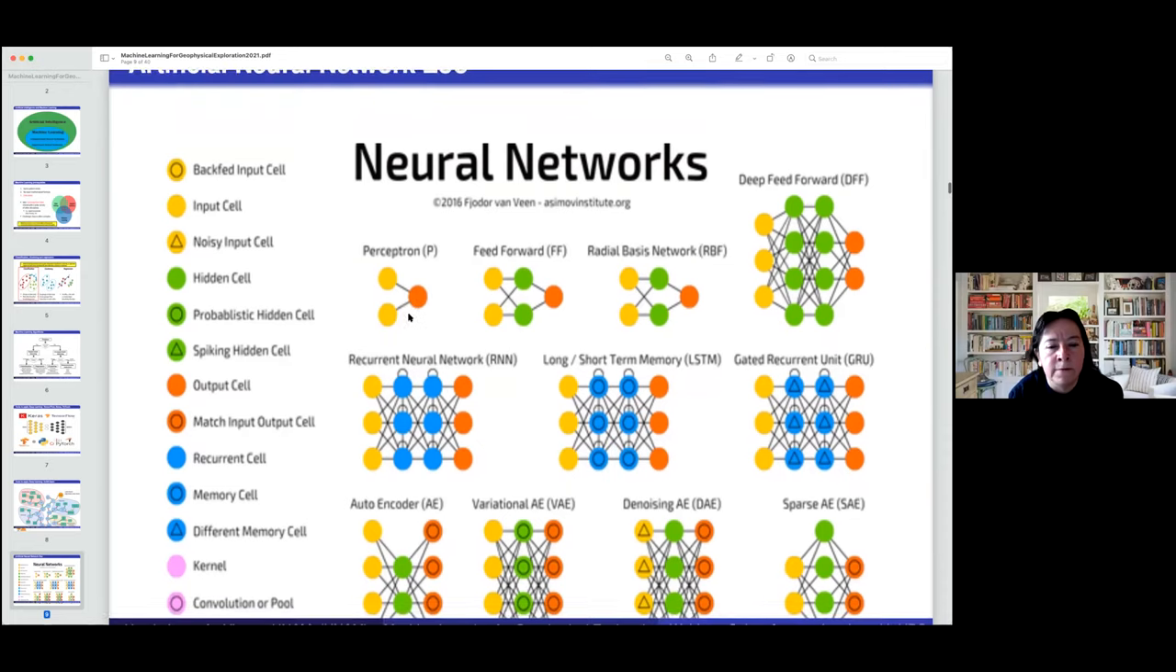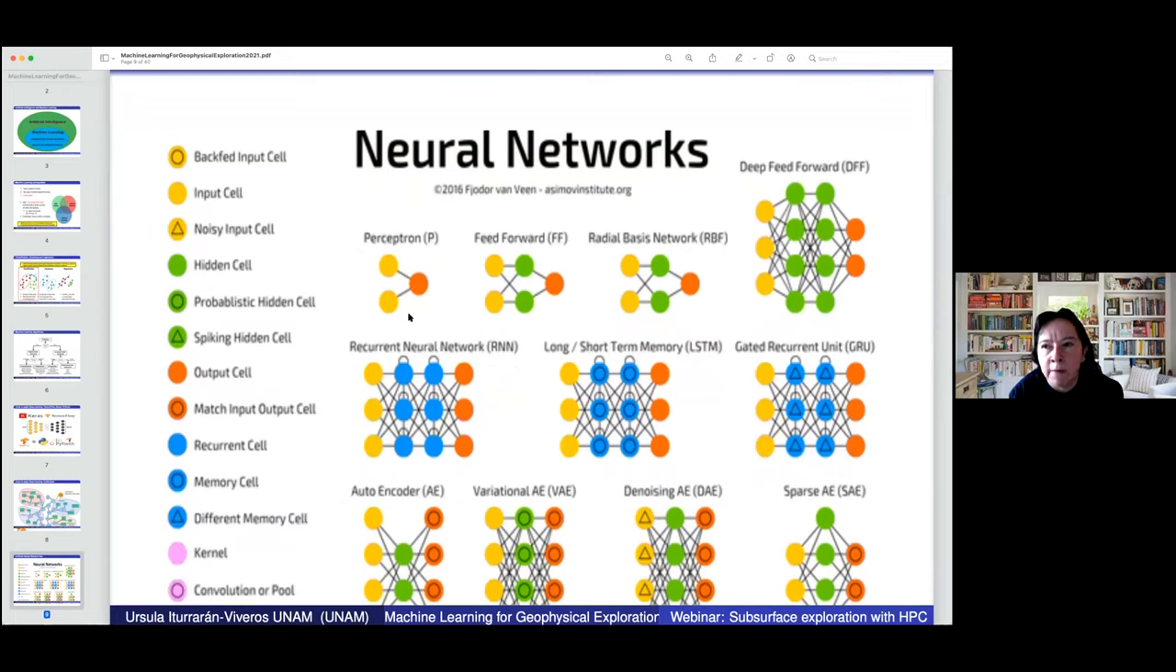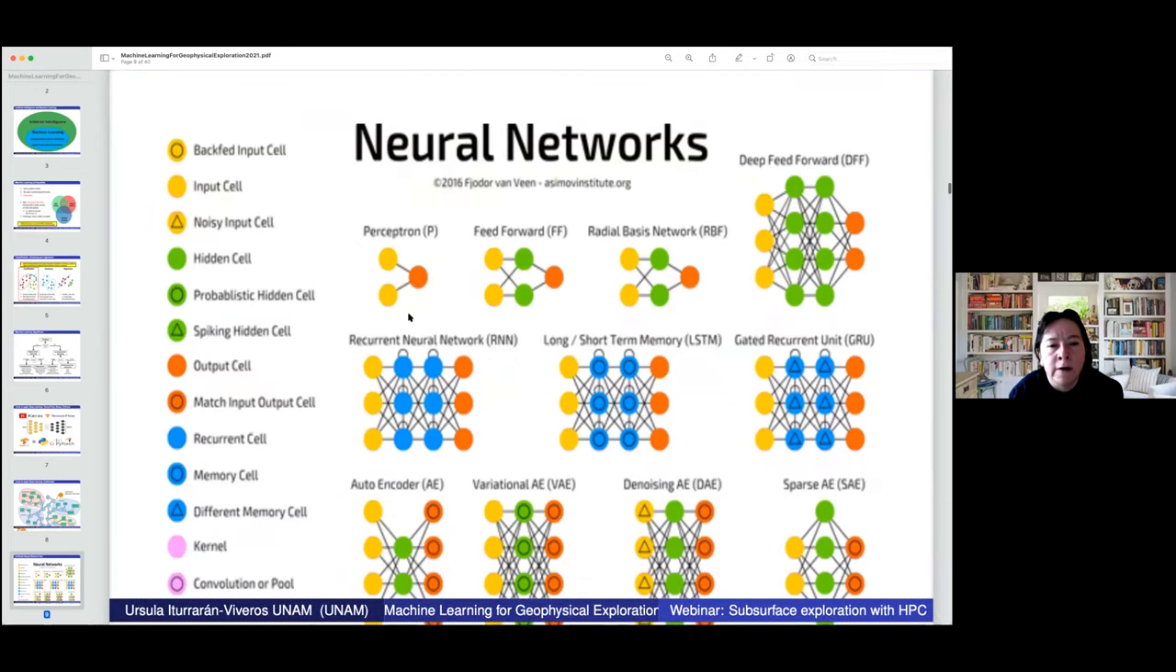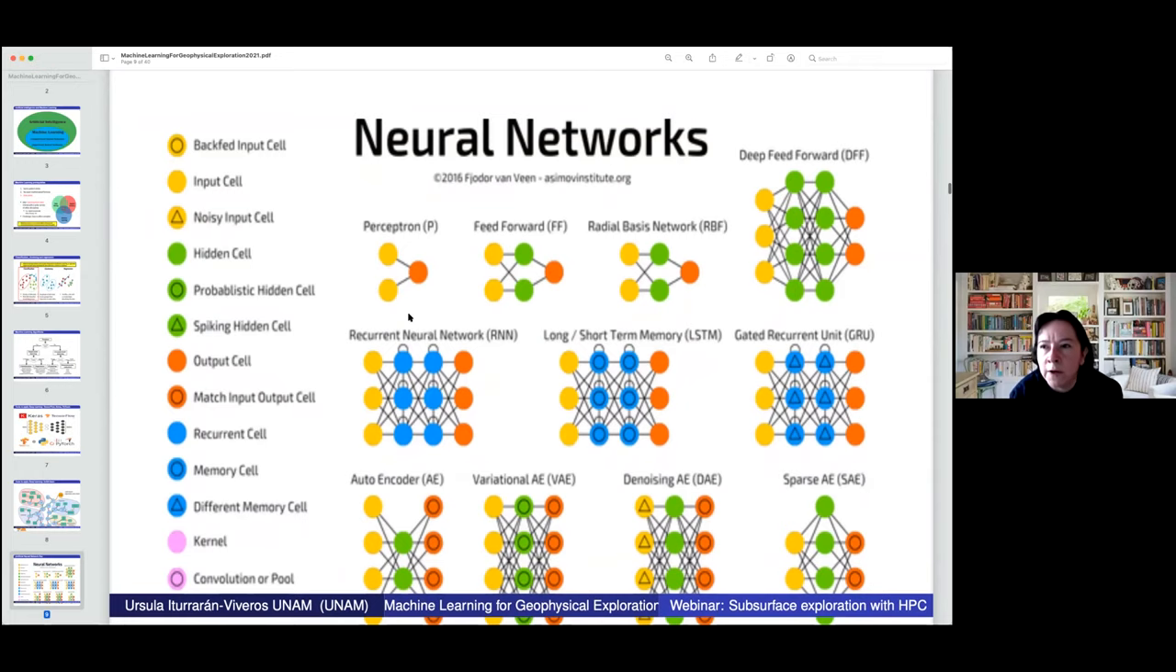And from then, a long time ago, the neural networks have evolved a lot. And now they have amazingly complex architectures and training algorithms. So you have recurrent neural networks or long short-term memory neural networks, or deep feed-forward neural networks, or autoencoders, convolutional neural networks. And the architecture and the learning algorithms depend on the problem that you want to solve. So sometimes, for example, for images, convolutional neural networks are very efficient. But for time series prediction, the long short-term memory neural network is a very good option.